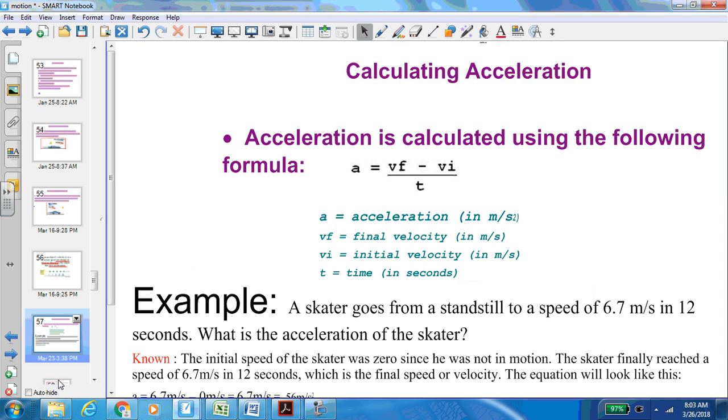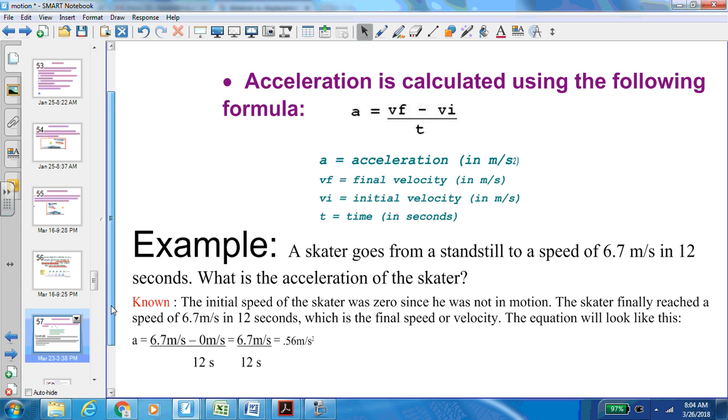Acceleration can also be expressed mathematically. This is the formula that we use to calculate acceleration. And in order to calculate acceleration, you would need to have three variables. You would have to have a final velocity, an initial velocity, and the time that it took. If you have these three components, then you can calculate acceleration. Let's look at an example. A skater goes from a standstill to a speed of 6.7 meters per second in 12 seconds. What is the acceleration of the skater?